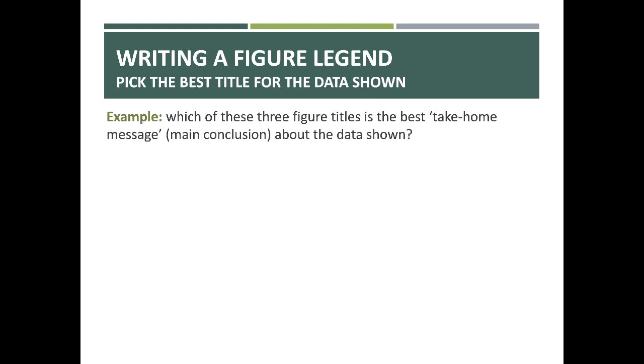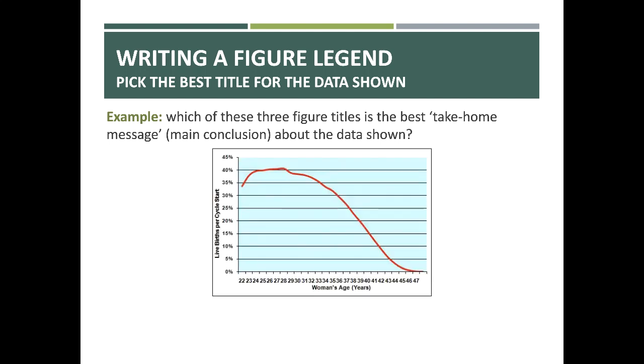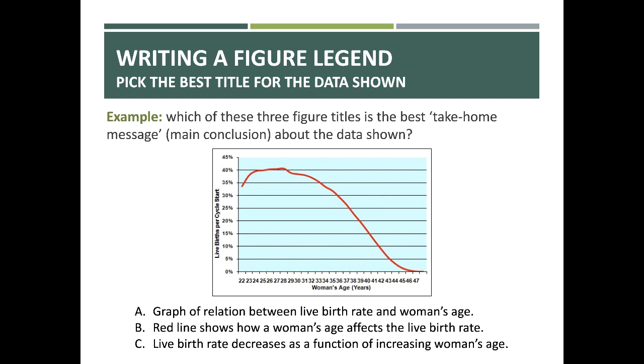So let's look at these 3 figure titles and determine what is the best take-home message about the data shown. So here's our figure. Before we even look at the titles, you can see you have an X and a Y axis, and you can see that there's this line showing live births over the age of the mother. So which one of these titles would be the best that would deliver that take-home point?